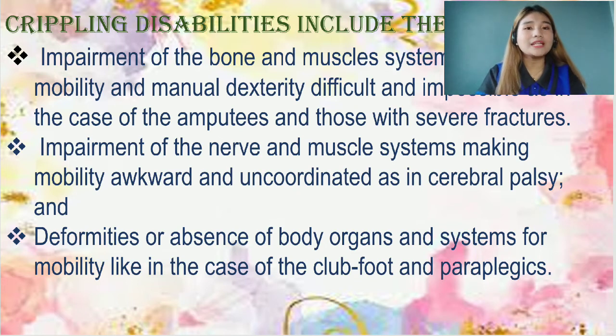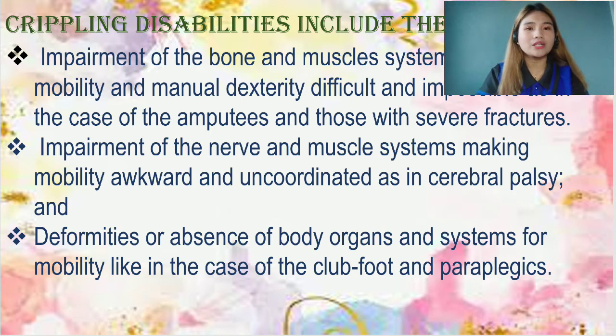For the crippling disabilities, include the following. Ito naman ay isang halimbawa ng pagkakaroon ng kapansanan ng isang tao. For the first one is impairment of the bone and muscle system, which affect mobility and manual dexterity, difficult and impossible as in the case of the amputees and those with severe fractures.